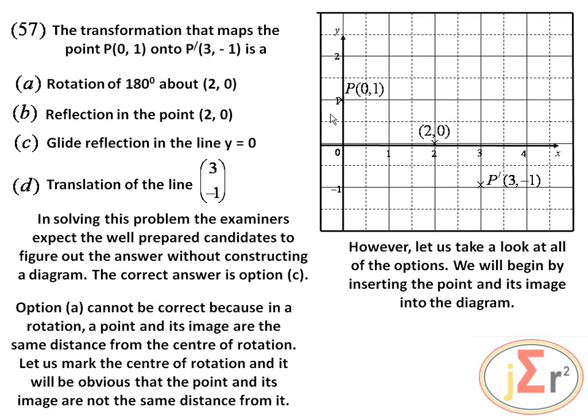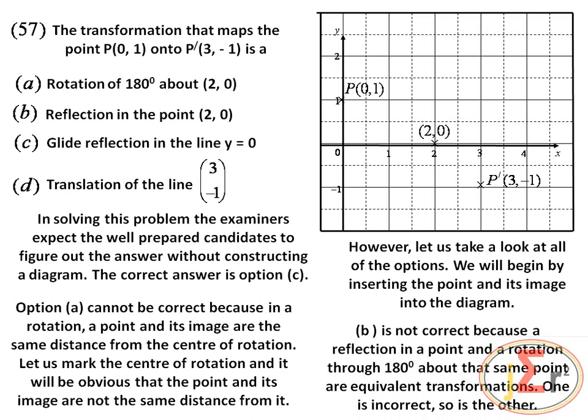What do we know? That this point is one horizontal movement, one vertical movement right there. What about the other one? 2 horizontal movements by 1 vertical movement. So we have here 1, 1. For this one we have 2, 1. So we are sure that the 2 points are not equal distance from the center of rotation, or the proposed center of rotation. Therefore, we are sure that it is not a 180 degrees rotation about that point.